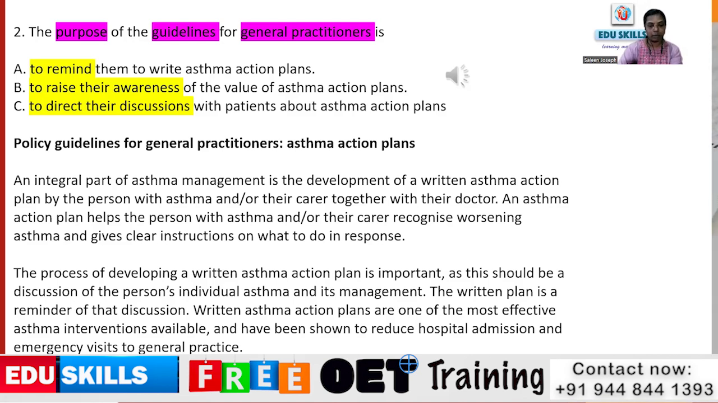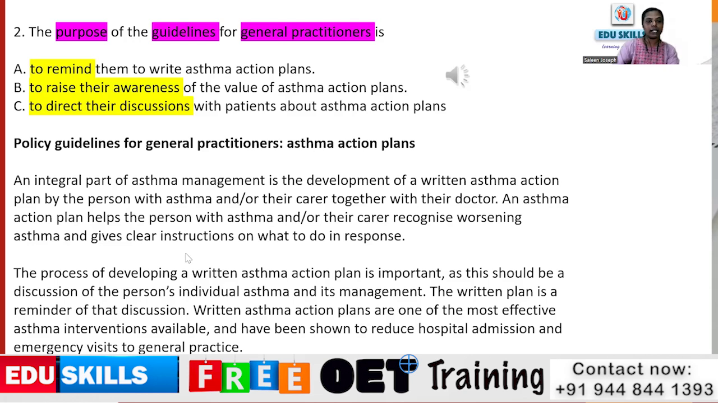When you see the second paragraph, the process of developing a written asthma action plan is important, as this should be a discussion of the person's individual asthma and its management. Okay, this action plan is a discussion of the person's individual asthma and its management. They're not talking about the GP discussing the action plans with the patient. So that also can be eliminated.